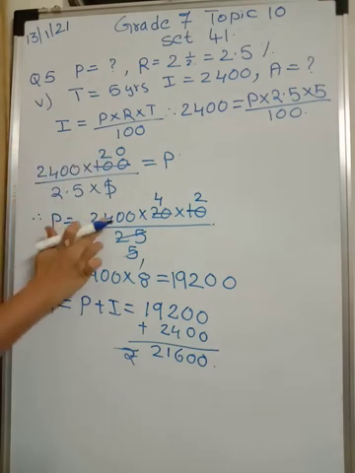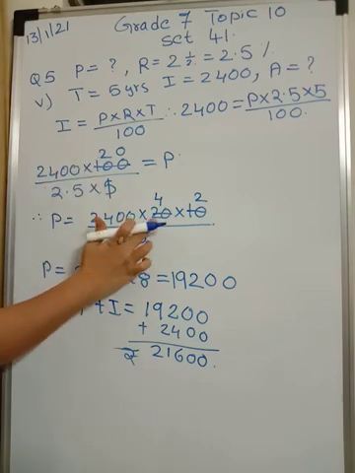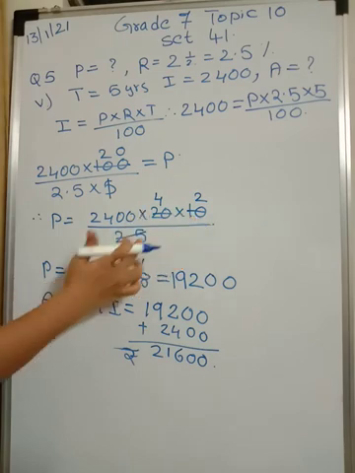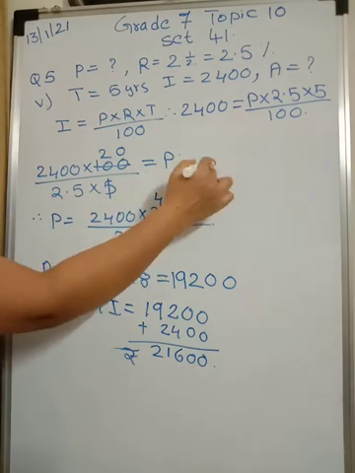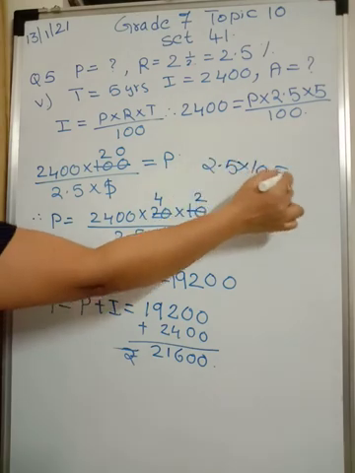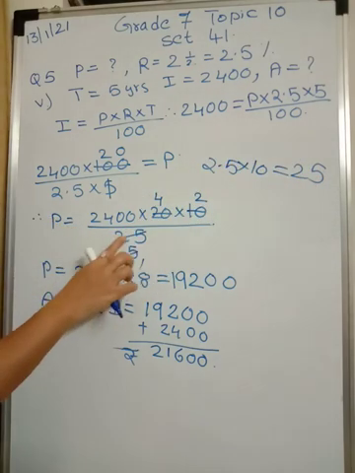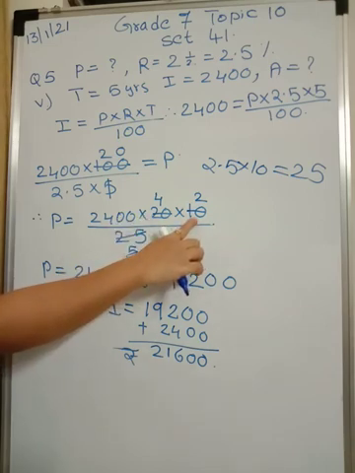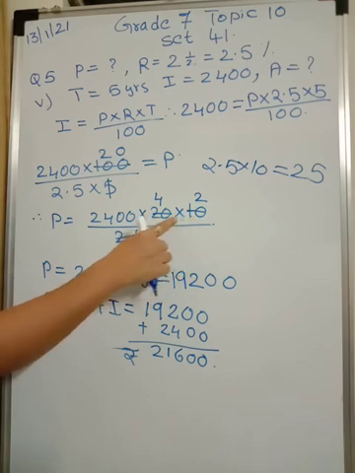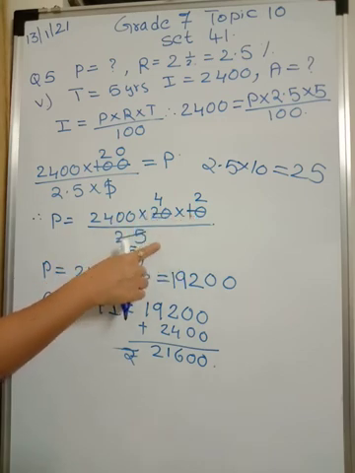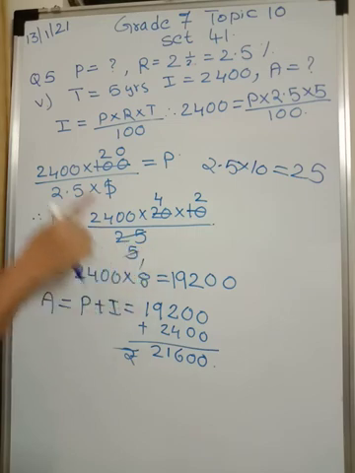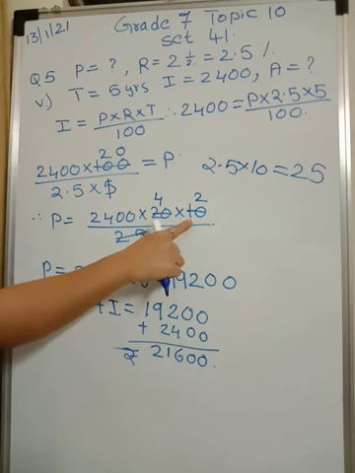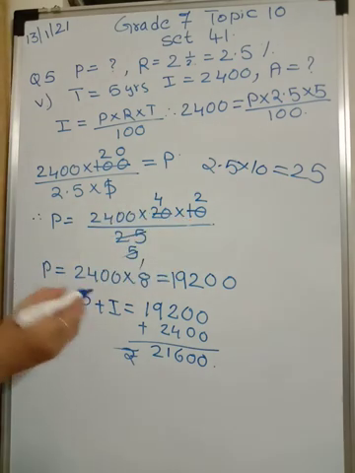Now we are left with 2400 into this 20 as it is. I want to get rid of this point. So I am multiplying over here by 10 and below also I am multiplying by 10. So 2.5 into 10 automatically becomes 25. So here I have written 25 with no point. And to compensate, here I have multiplied with 10. If I am multiplying numerator by 10, I need to multiply denominator also by 10. In fact, because I want to remove this point, I have multiplied below by 10 and so I am multiplying numerator also by 10.